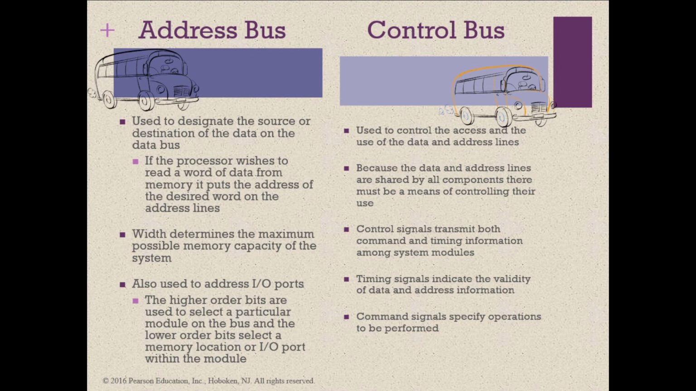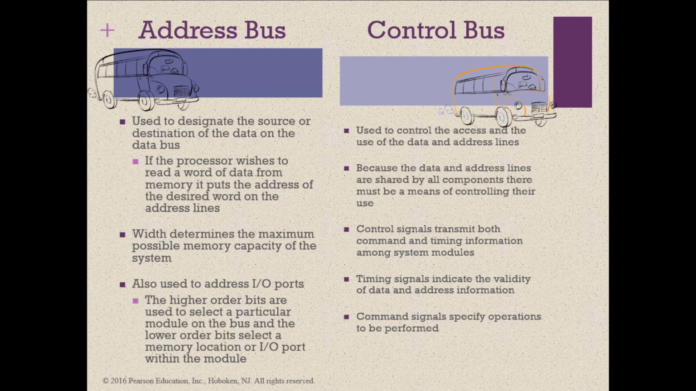Then we have the control lines, or the control bus, which are used to control the access to and the use of the data and address lines. Because the data and address lines are shared by all components, there must be a means of controlling their use. Control signals transmit both command and timing information among system modules. Timing signals indicate the validity of data and address information. Command signals specify operations to be performed.